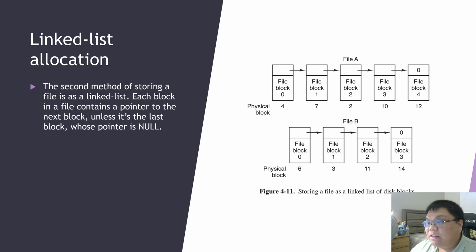With linked list allocation, the first block of the file contains a pointer to the next block for that file. And then that block has a pointer to the next block, and so on and so forth until we reach the final block, whose pointer is null. So now we have a file whose blocks can be anywhere on the disk. Kind of like how processes that use paging can have their pages anywhere in memory.